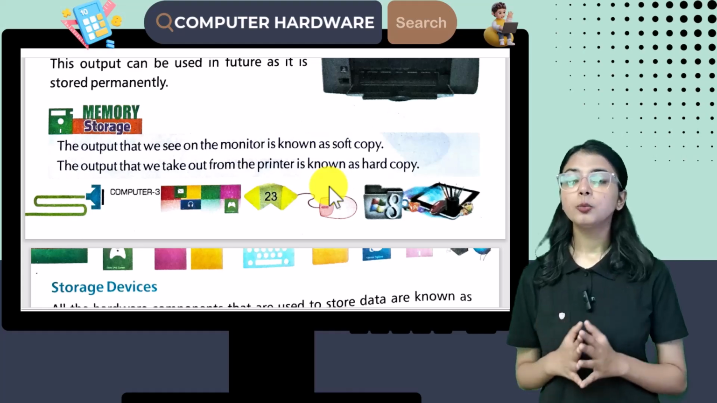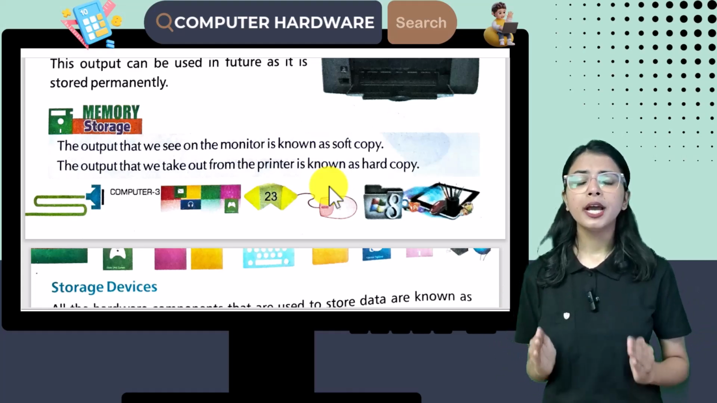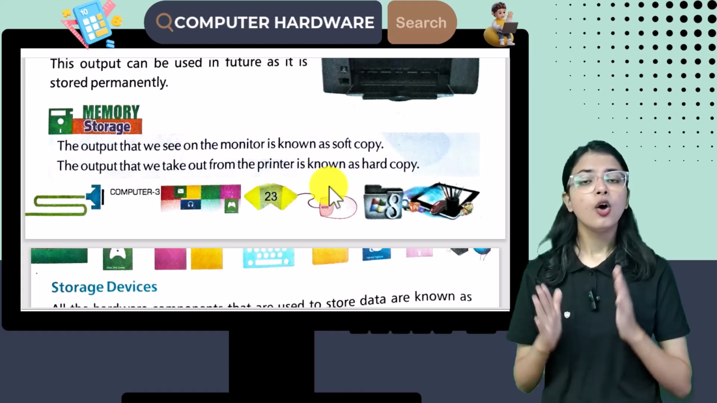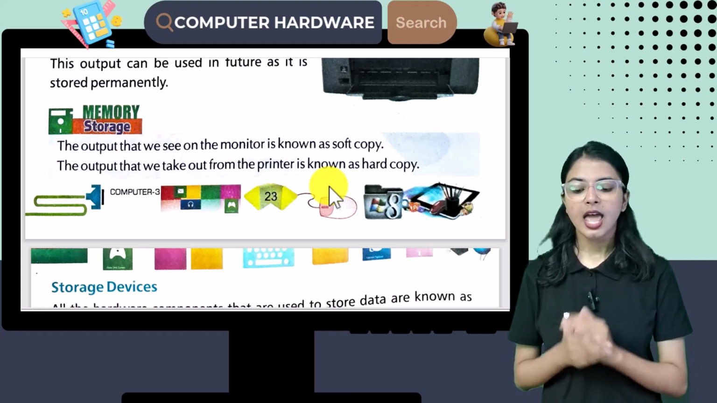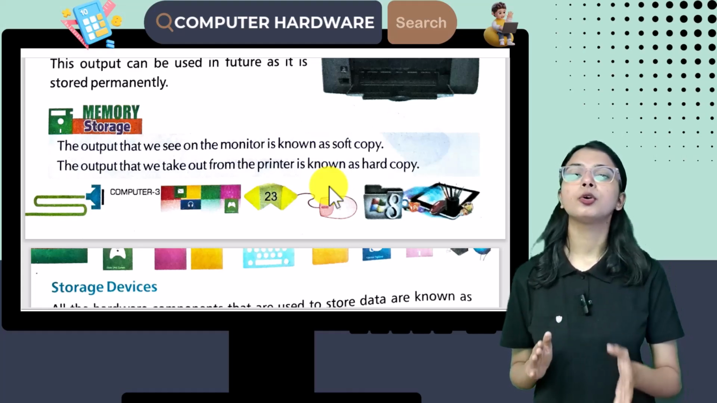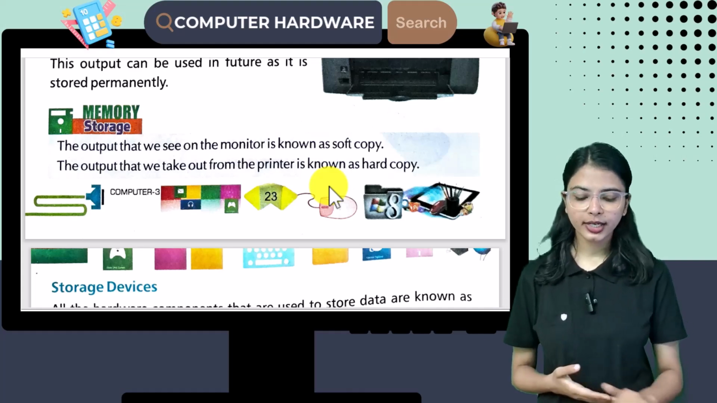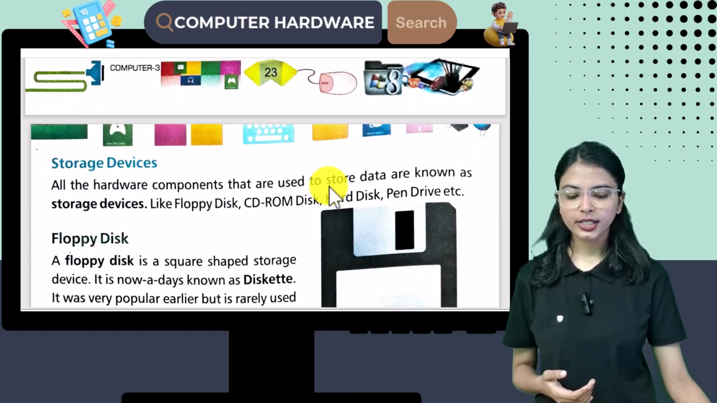Next, the output that we see on the monitor is known as soft copy. जो भी आउटपुट हम मॉनिटर पे देखते हैं वो सॉफ्ट कॉपी कहलाता है. And the output that we take out from the printer, और जो भी आउटपुट हम प्रिंटर से निकालते हैं वो हार्ड कॉपी कहलाता है.